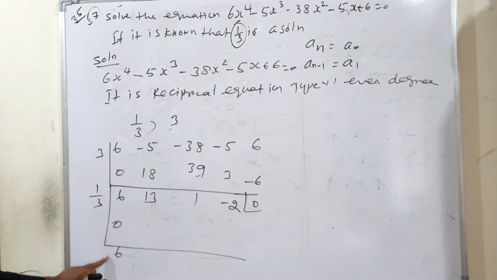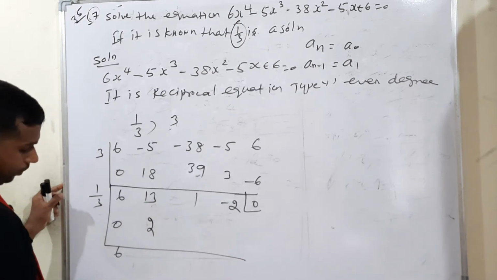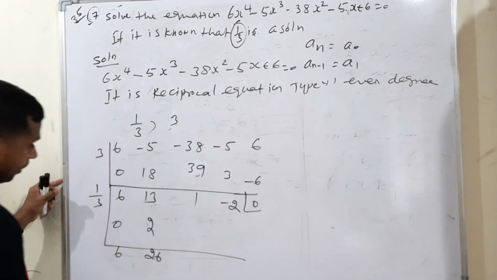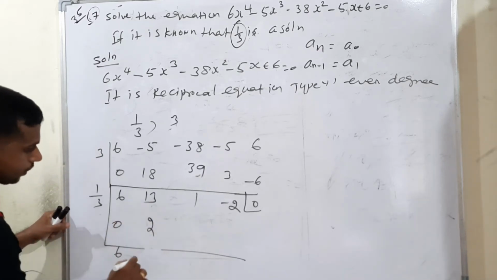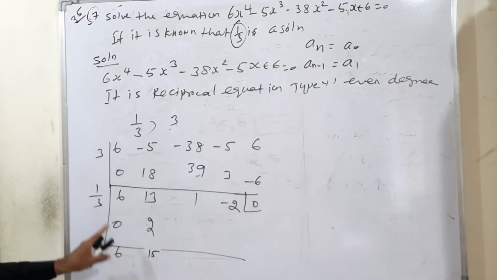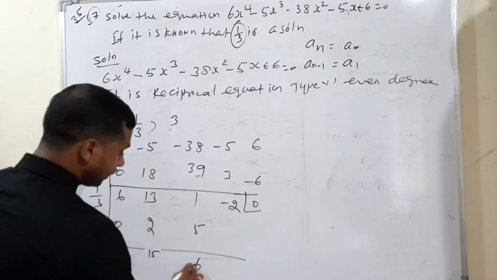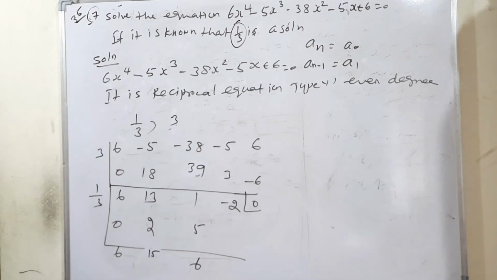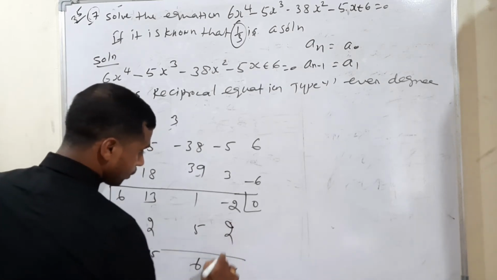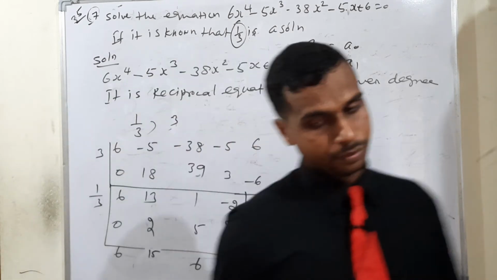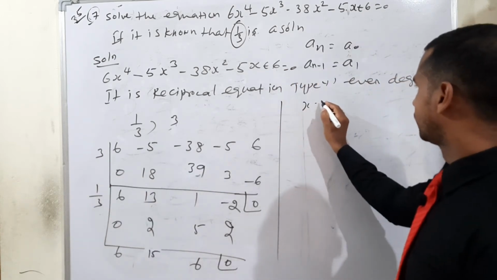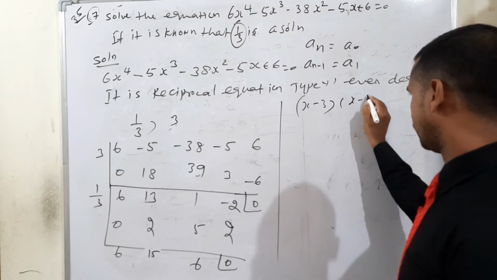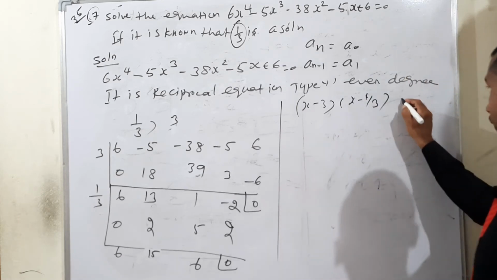So definitely 1 by 3 into 6 means 2 times, isn't it? Again 2 into 13 means 26. So 26, look at there. Sorry my dear. 13 plus 2 is equal to 15, isn't it? Now 1 by 3 into 15 means 5 times. Again 5 plus 1 is equal to 6. Again 1 by 3 into 6 means 2 times possible, positive 2. Minus 2 plus 2 is equal to 0. Now definitely x minus 3 and x minus 1 by 3 is a factor.